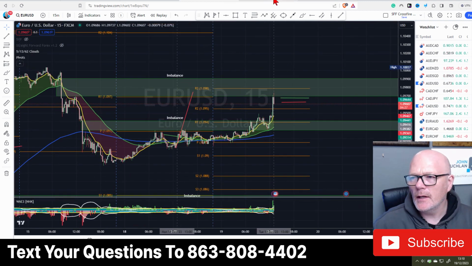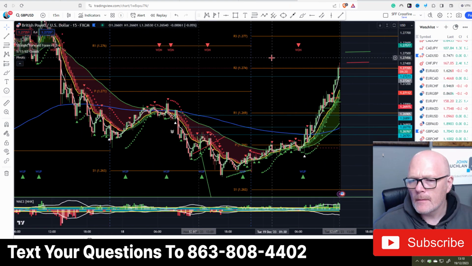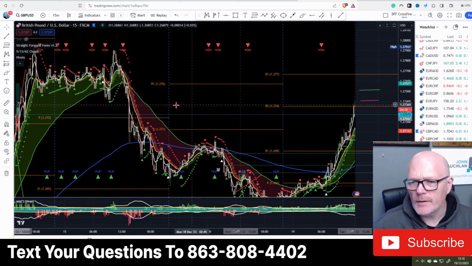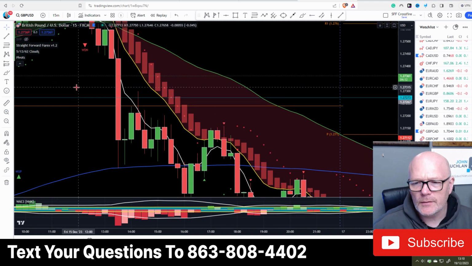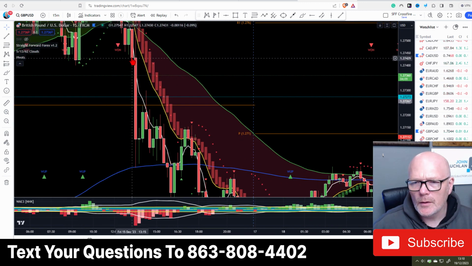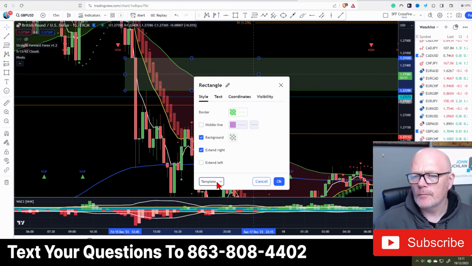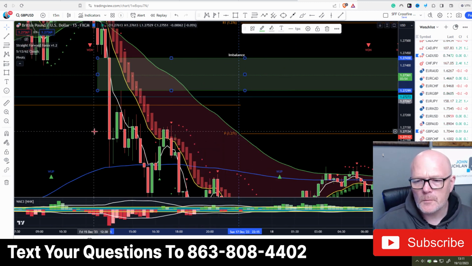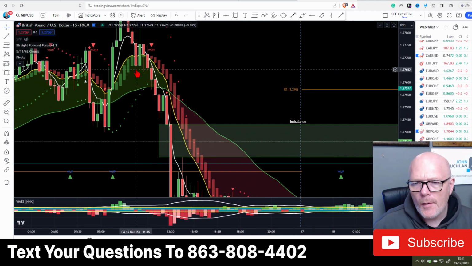So let's go and have a look at, I think GBP CAD, yeah, GBP USD. Again, very similar patterns. Let's just have a look at this and see what we've got in the way of imbalance. Looks like we've got imbalance here. Tiny bit of imbalance here.